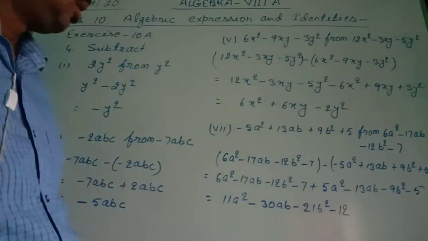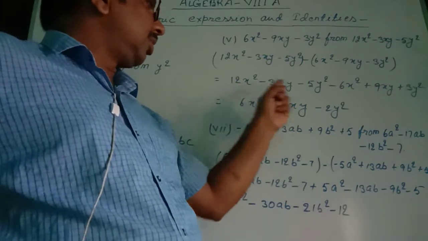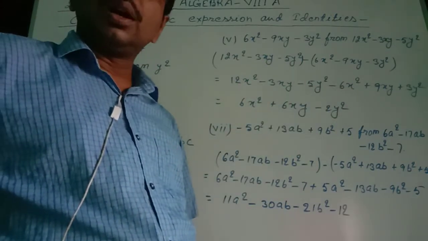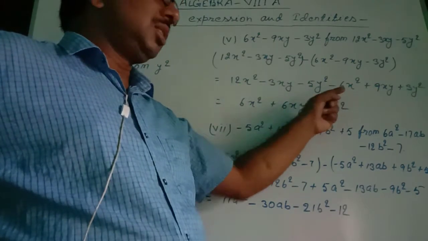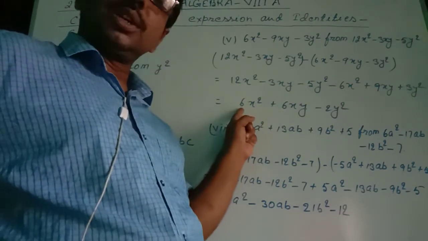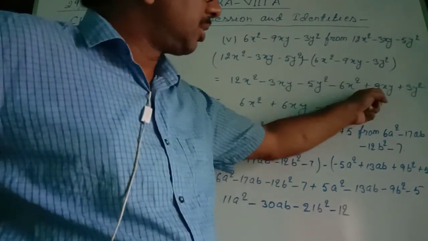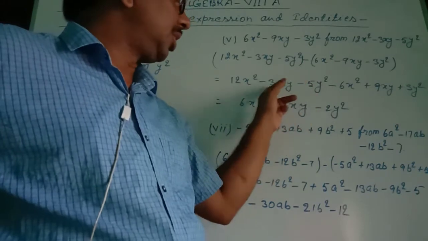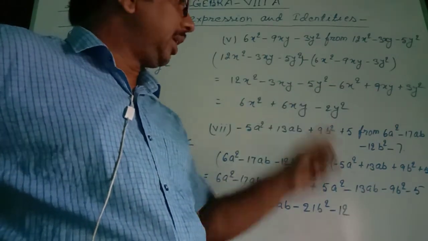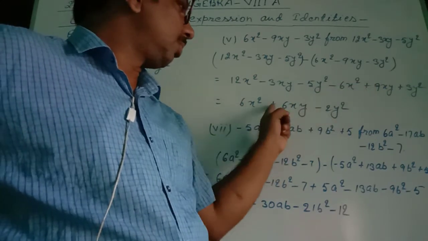Now, we identify the like terms. 12x square and 6x square, these two are like terms, so we will solve these two. 12x square minus 6x square means clearly 6x square we subtracted. Minus 3xy plus 9xy, we subtract smaller from greater, 9xy minus 3xy is 6xy. Sign will come of greater number, it has plus, so plus will come here.